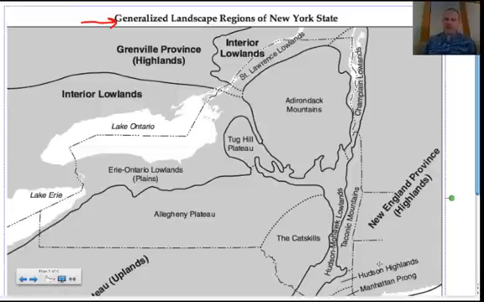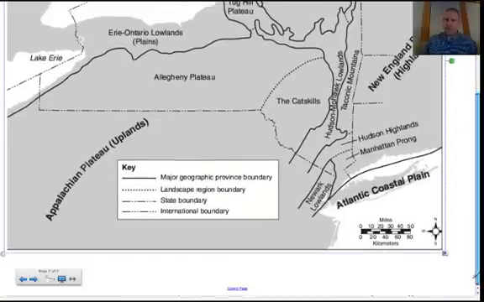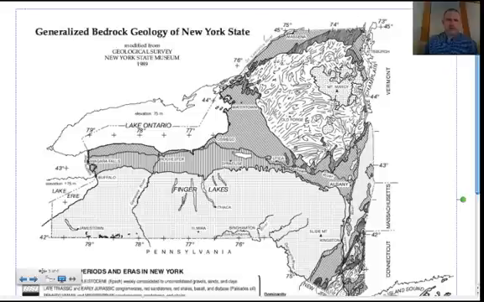We have the New England Province, the Hudson Highlands, the Manhattan Prong, and as we get to the bottom, it talks about the major geologic province boundaries, landscape regions, state boundaries, and international boundaries, because we have Canada also. Down here, they give a scale in both miles and kilometers, and of course, we always have our key showing you where north is. This particular map is called the generalized bedrock of New York State, but there's a lot more information than that. And we'll go through some activities in class also.